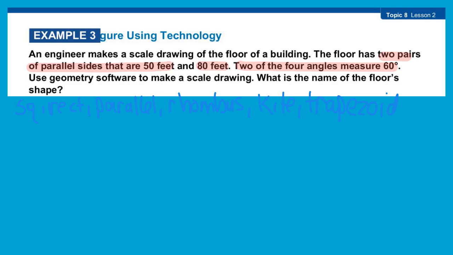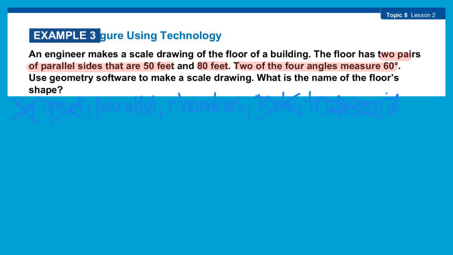All right, so let's eliminate what it cannot be. 2 of the 4 angles measure 60. Well, that takes out the square because all its angles are 90. Takes out a rectangle, all its angles are 90. We have 2 pairs of parallel sides. Parallel means they're like railroad tracks. So that takes out the trapezoid and the kite, because the trapezoid has 1 pair of parallel sides and the kite could technically have none.